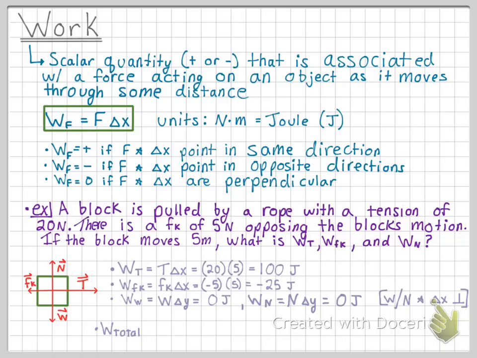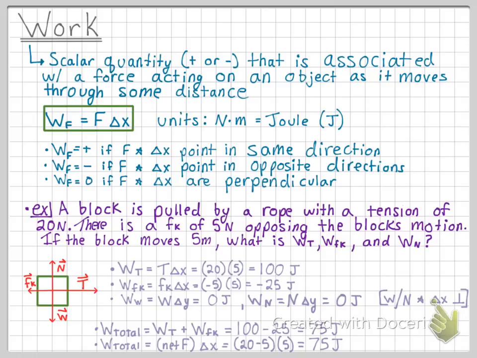Finally, you could be asked to find the total work done on an object, and to do this, one would simply just add all of the work done by the individual forces. So, for this object, the total work done would be 75 joules. Or you could calculate it by multiplying the net force, which here is just simply tension minus weight, by the displacement, and we would once again get 75 joules.